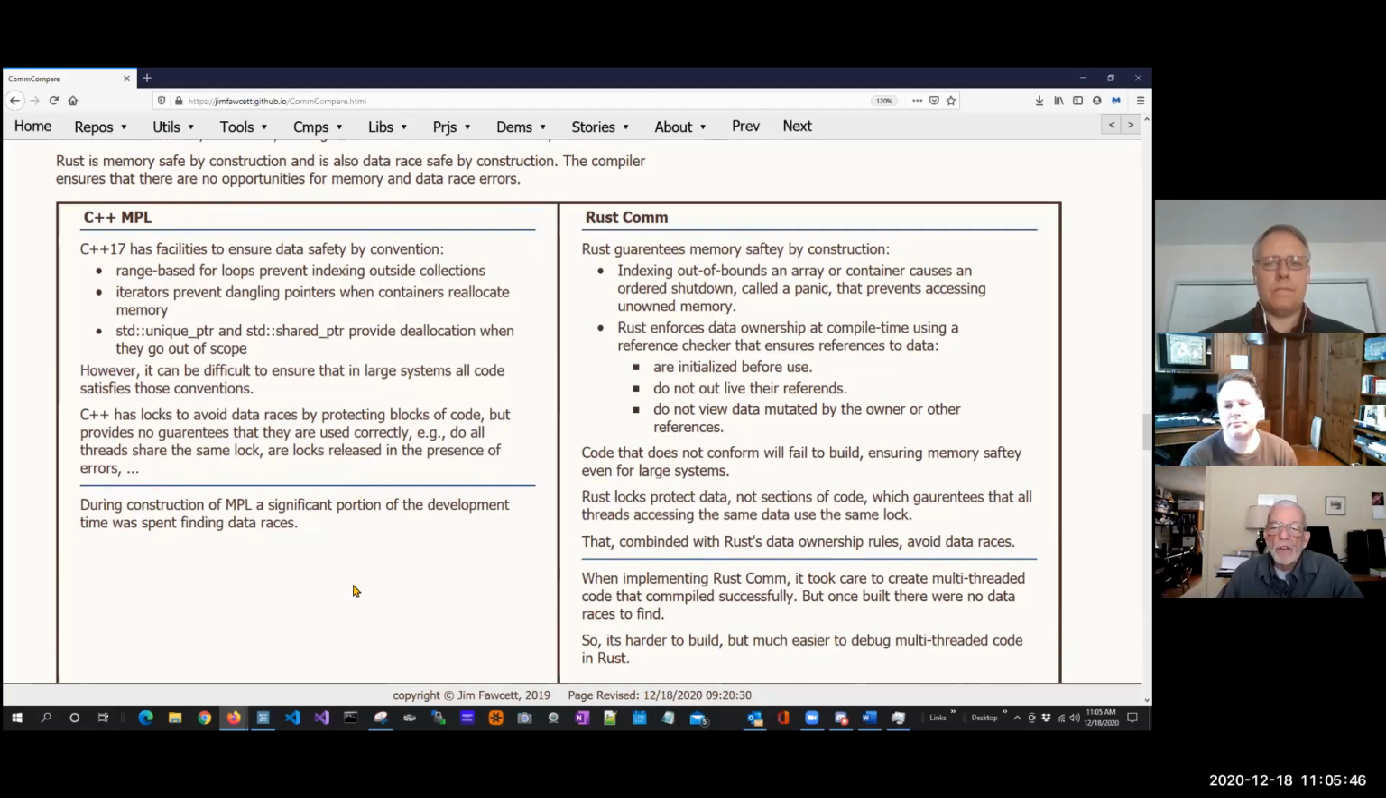Rust is memory safe, and guarantees memory safety and data race safety, which none of the other modern languages do. C#, Java, and C++ all provide locks, but they don't provide any guarantees that you're using them correctly. Rust guarantees you're using them correctly. It won't build unless you use them correctly.